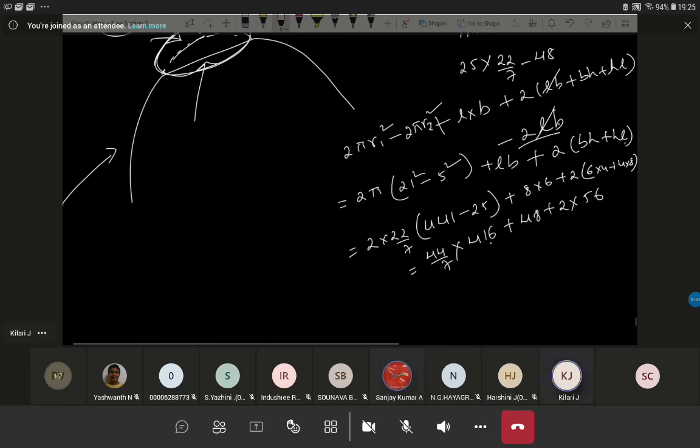Then can 7 cancel with 416? It's not possible. We get approximately 66, so it goes into decimals. Anyway, we are not getting it. Let us see whether it is close to the given answer or not.